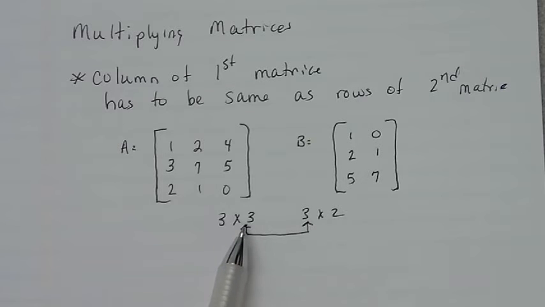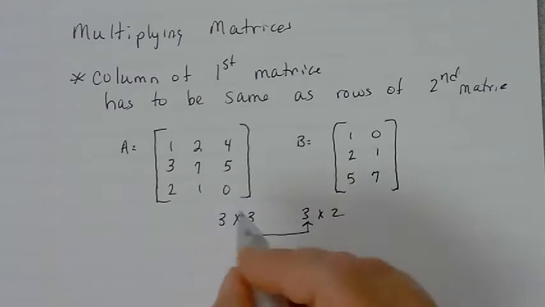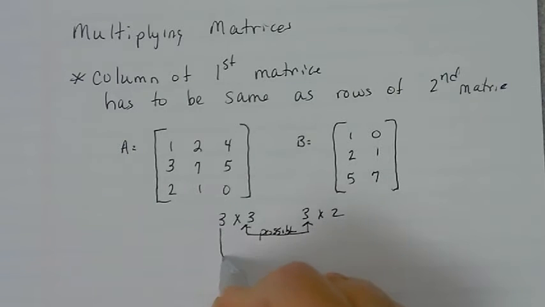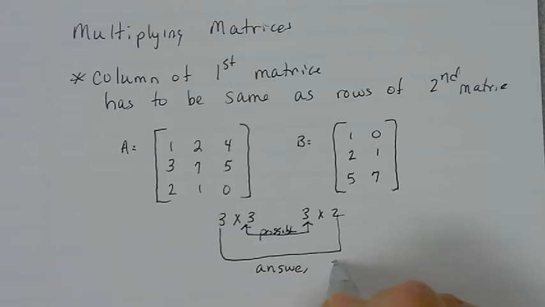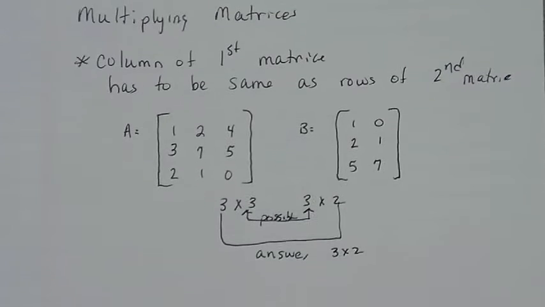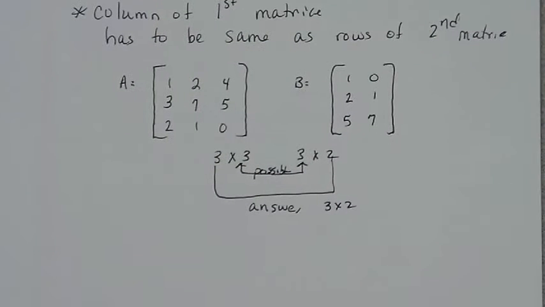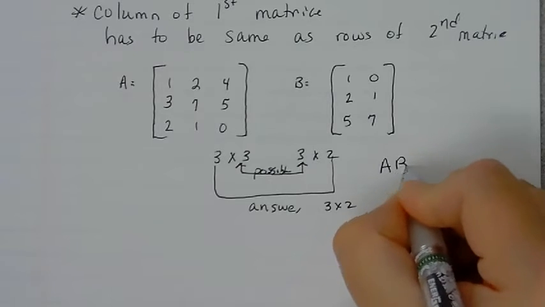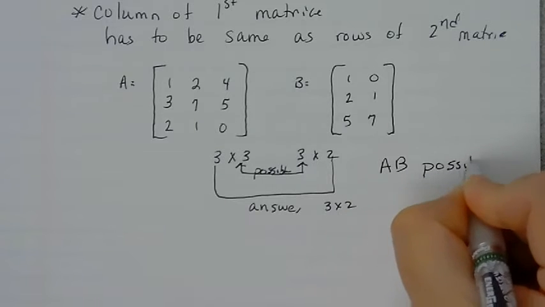So since there are 3 columns in this one and 3 rows in this one, that means that I can multiply. So this one is possible, and the answer is going to be a 3 by 2. And I'll make that make more sense in a minute. So if I was doing A times B, it would be possible.